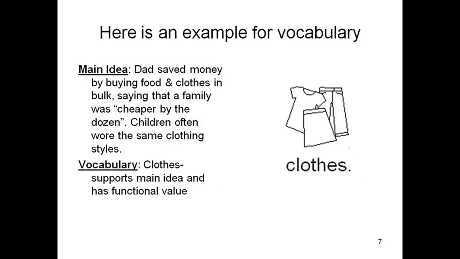In the book Cheaper by the Dozen, clothes is chosen as a vocabulary word. The picture symbol seen above is added since the students will not know the word. This word is chosen because it is both important to the story and it has functional value. You will want to choose a balance of words, a few words that will have meaning to the students outside of the story, and some that enhance the meaning of the story but may also be unique to the story.